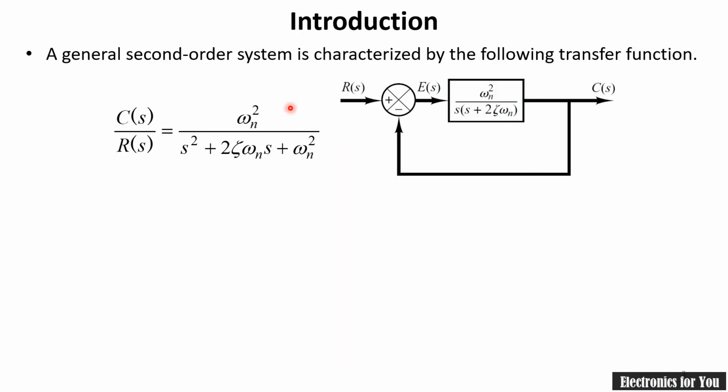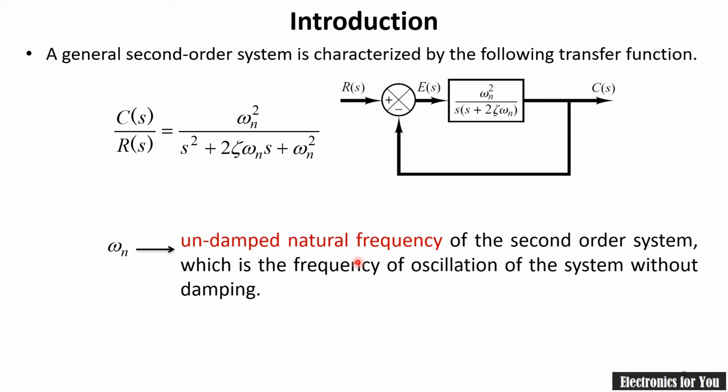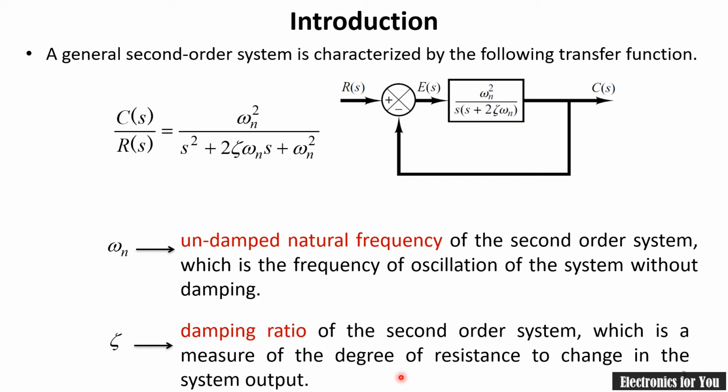The transfer function for the second order system is given by this equation, that is omega n square divided by s square plus 2 zeta omega n s plus omega n square, where omega n is our undamped natural frequency. Mostly it is called the natural frequency, which is the maximum frequency of oscillation for the second order system. And here zeta is the damping ratio, which will resist our response, and therefore our response will be stable.